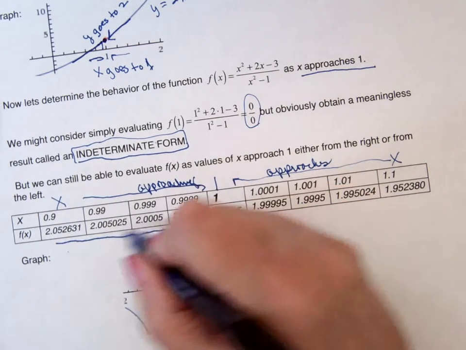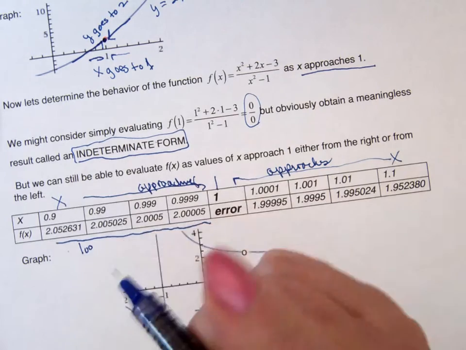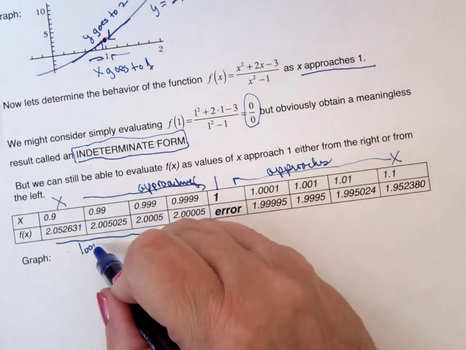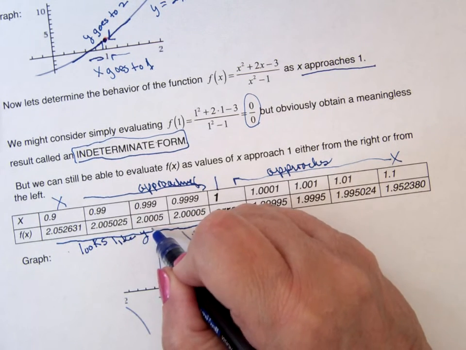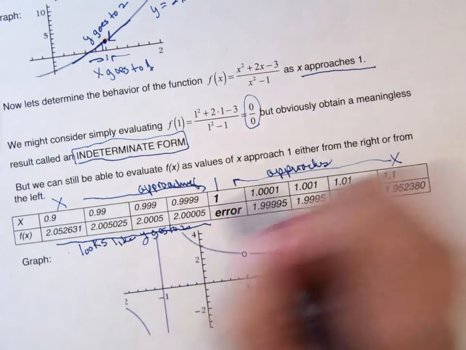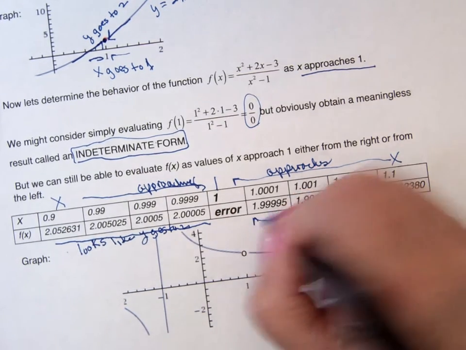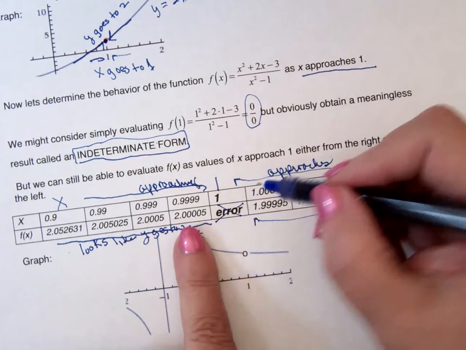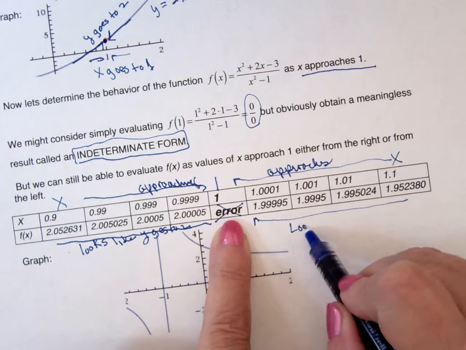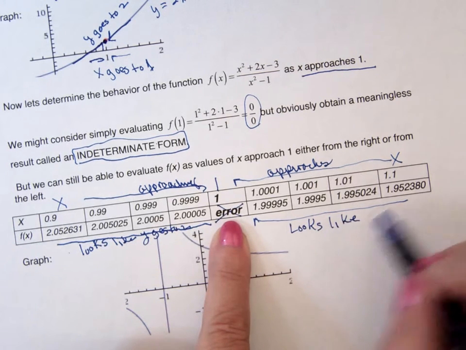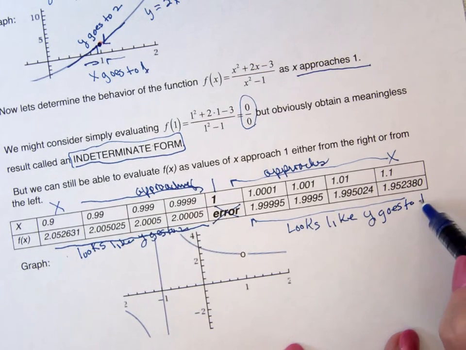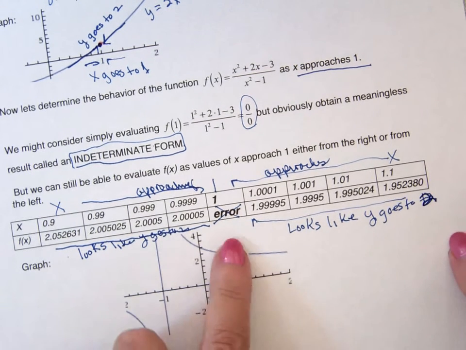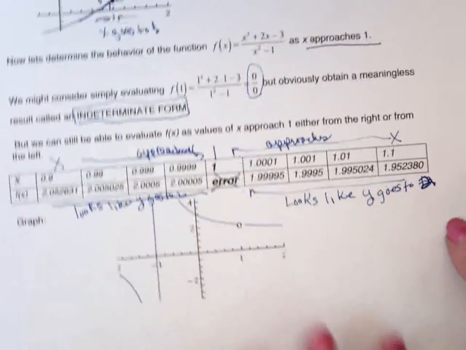But before I get to x equal 1, it looks like y is going to 2 from both sides. If I don't look at what's happening there, it looks like y goes to 2, except at x equal 1. Why is it an error? Now, why is that?